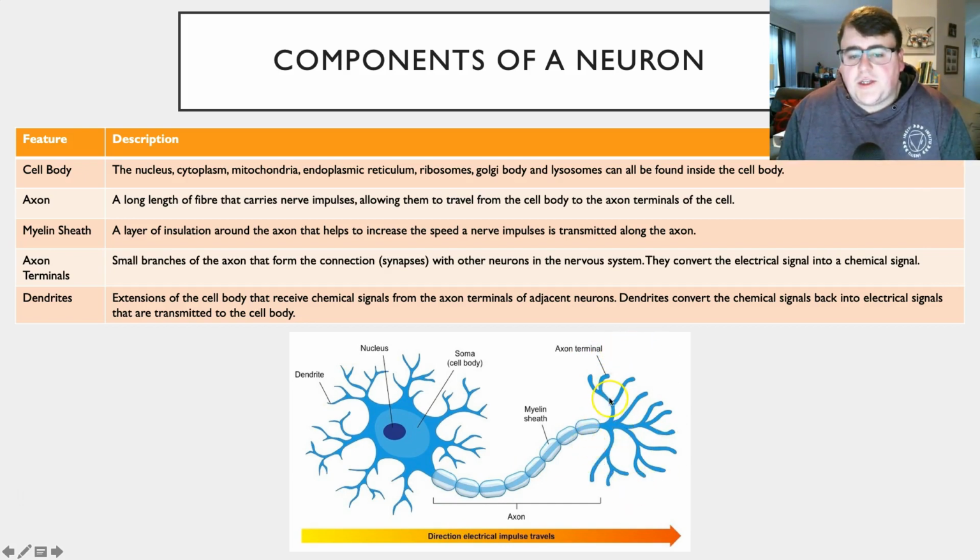At the very end, we have the axon terminals, which are small branches of the axon that form the connection, or the synapse, which we'll talk about in another slide coming up, with other neurons in the nervous system. It's at this point in the axon terminal that your nerve impulses turn from an electrical signal into a chemical signal. Lastly, we have the dendrites, which are extensions from the cell body, and they're going to receive the chemical signals that are sent out from an adjacent neuron's axon terminals. Their job again is to convert the chemical signal back into an electrical signal to travel down the axon again.